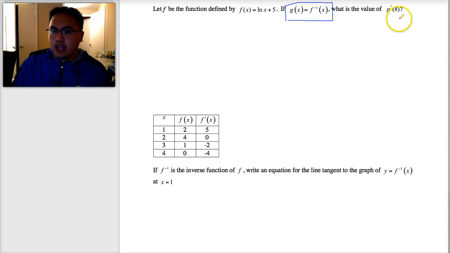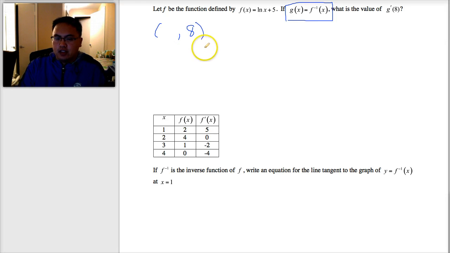Well, that's for g prime of 8, so I know for a fact that b is 8. The question is, how do I find a? This problem has even less information than all the other three problems combined. Well, they did give me f of x, right? And they did give me the b, the y value 8. So can't I set this equal to 8 and solve for x? That's how I'm going to solve for a.